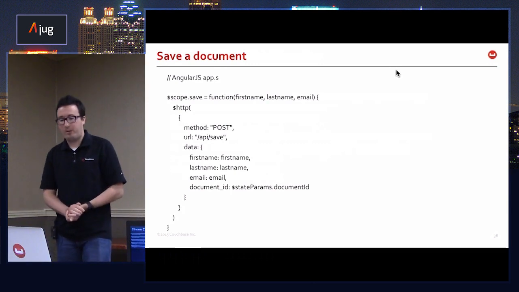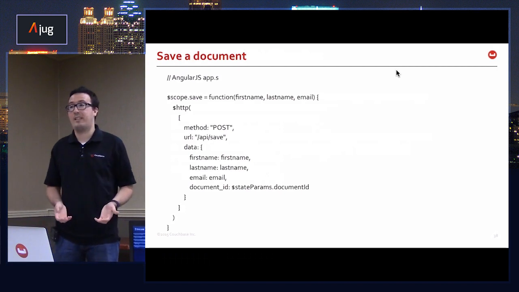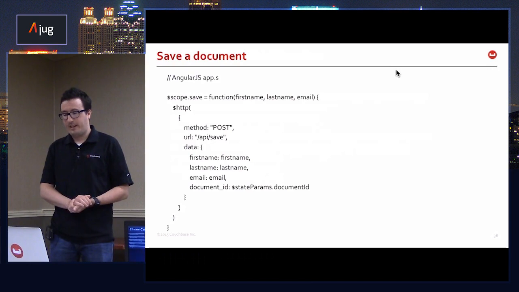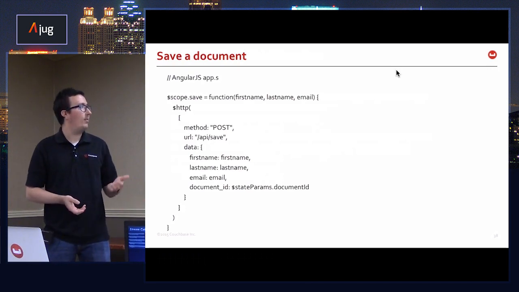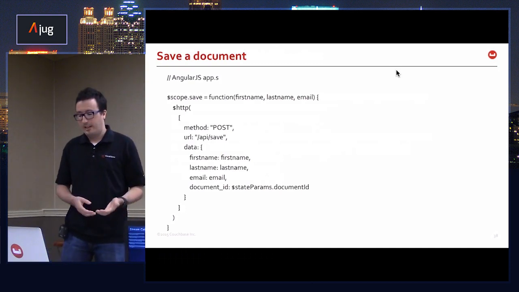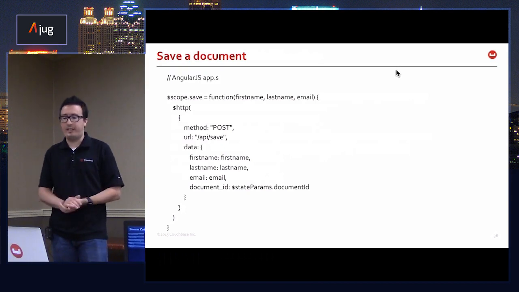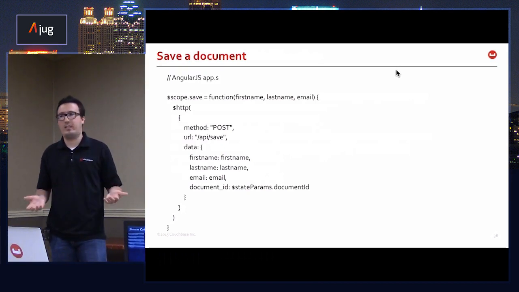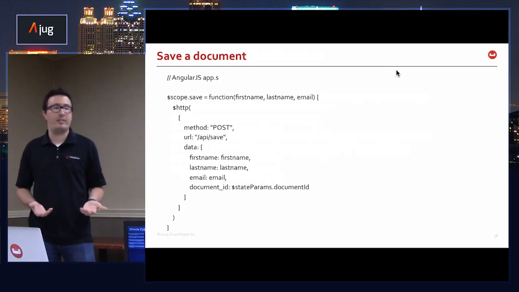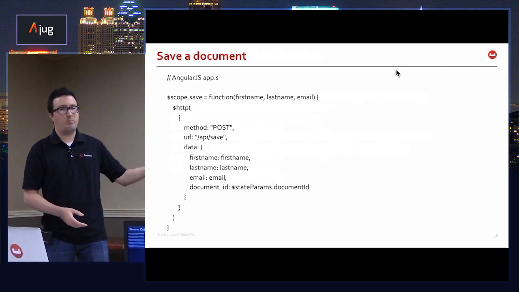Here's a more familiar endpoint. This is for saving a document. So in this case, we're using the HTTP service again. We're making a post request, and we're hitting this save API endpoint. Our data is actually going to represent our post body. So we're passing in a first name, a last name, an email, and then that optional document ID. If that document ID doesn't exist, if it's null, that's fine because our backend is going to handle that. It's going to create an ID if it doesn't exist.